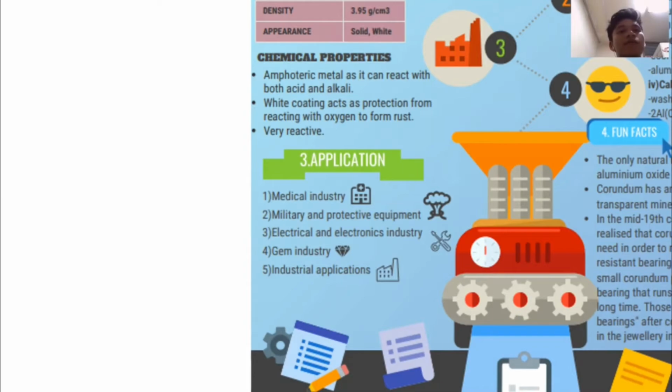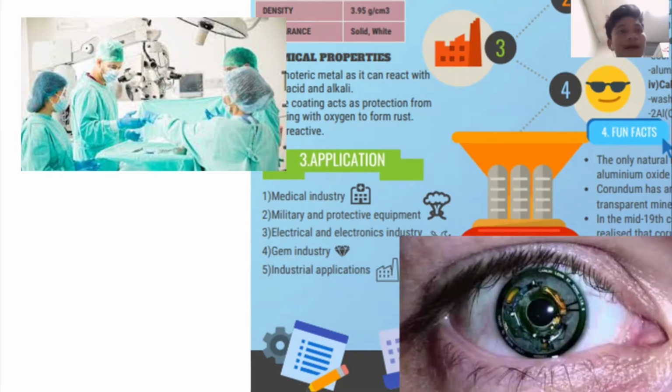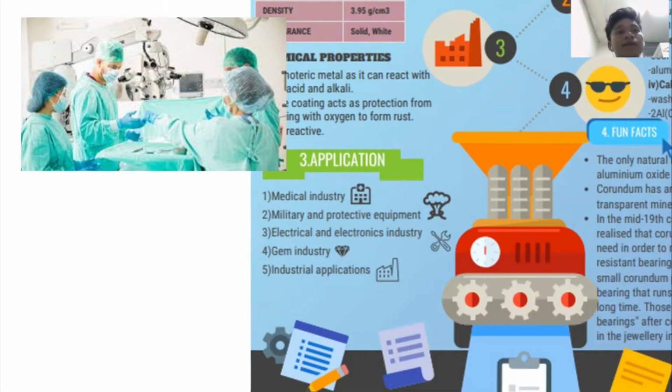Okay, first of all, in the medical industry, due to aluminum oxide's hardness and chemical properties, it is a preferred material for bearings in hip replacements, prostheses, bionic implants, tissue reinforcement, and dental implants. It is also used in lab equipment and tools like crucibles, furnaces, and other labware.